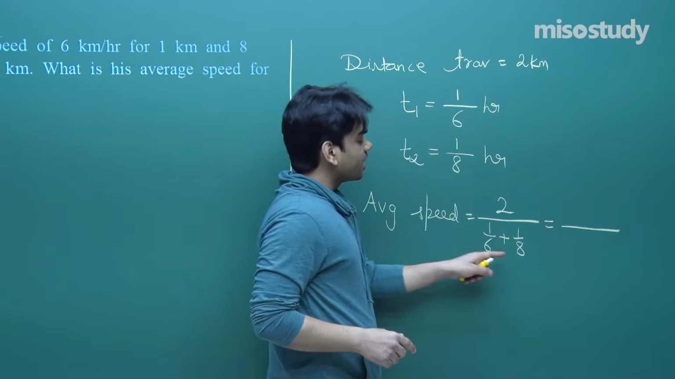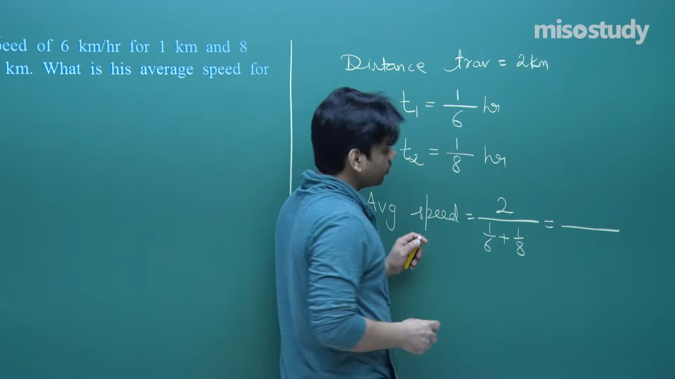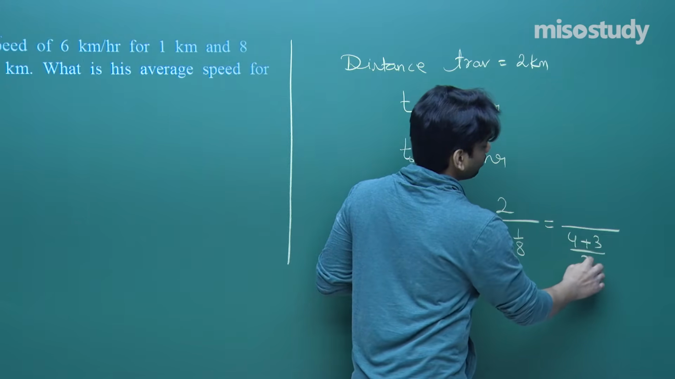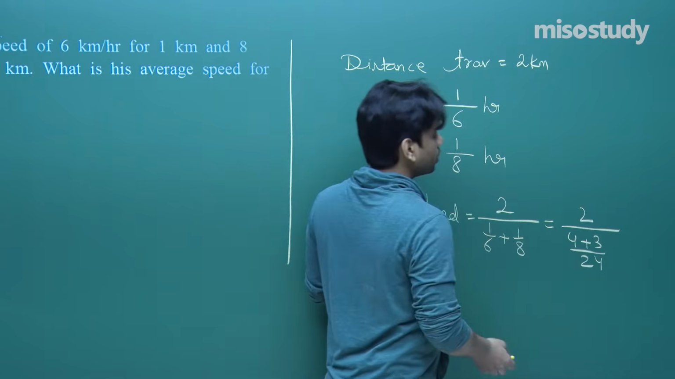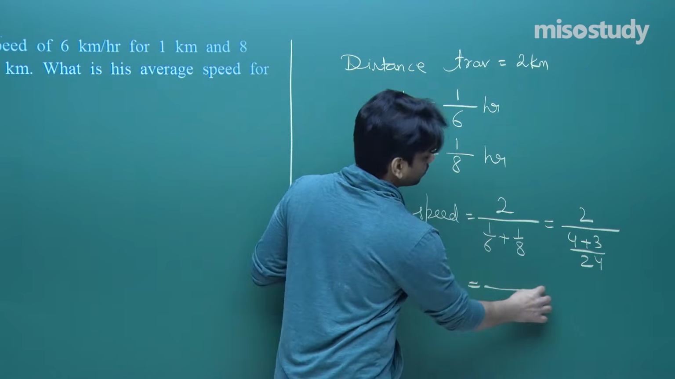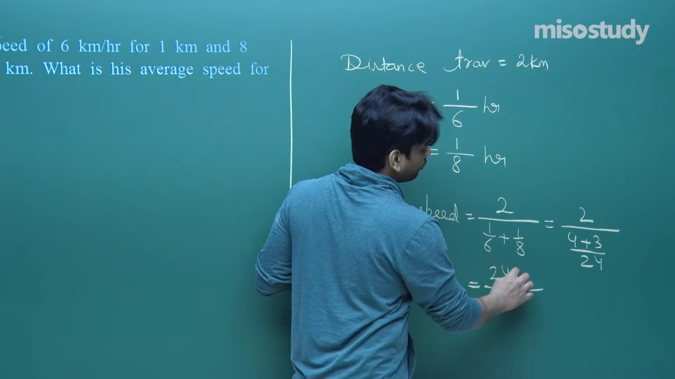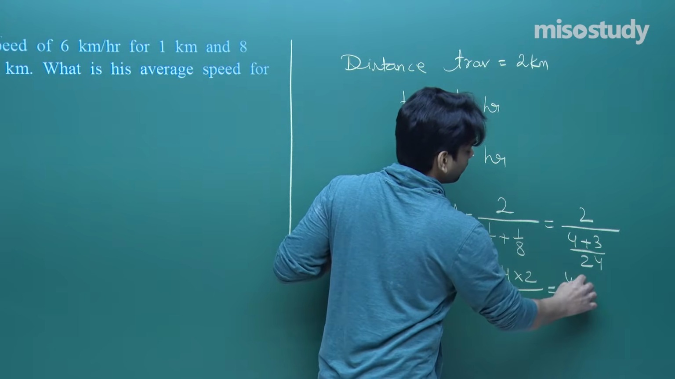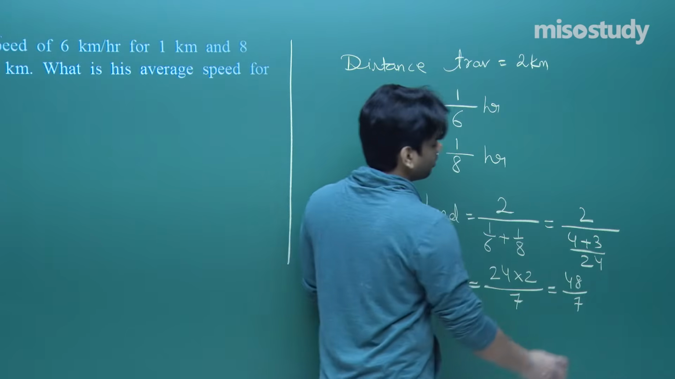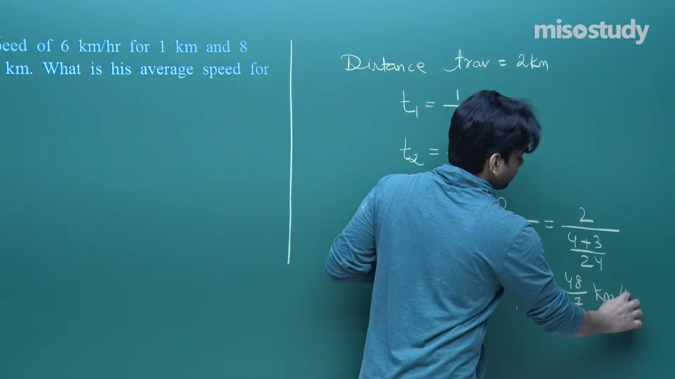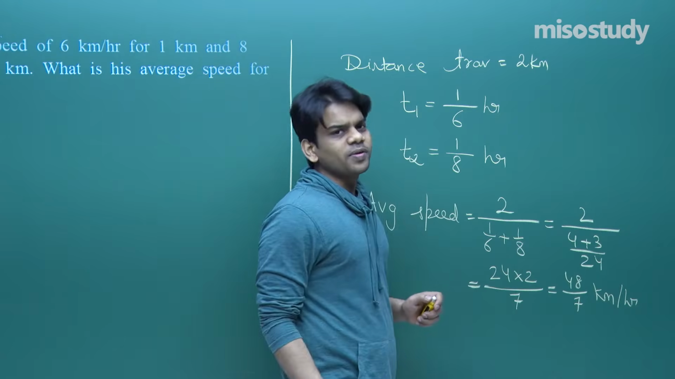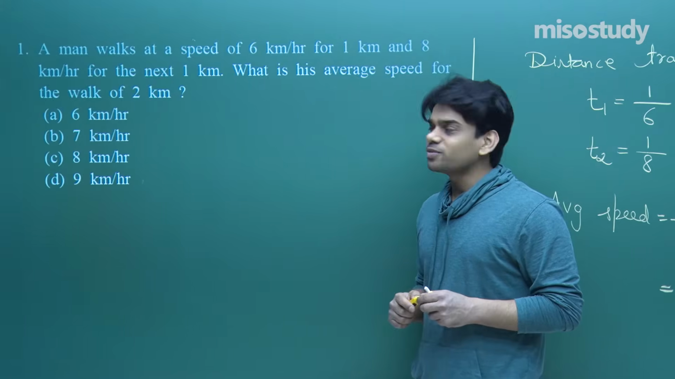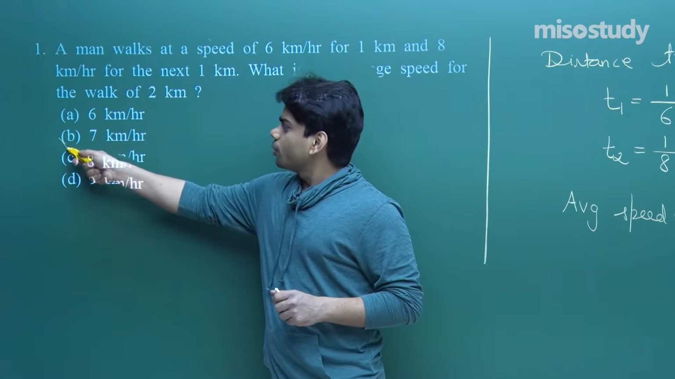If we take the LCM of 8 and 6 as 24, we will get 6 into 4, 4 plus 3, divided by 24, and here we have 2. Let's take that 24 in the numerator. We will have 24 into 2 divided by 7. So this will be 48 by 7 km per hour, approximately equal to 7 km per hour. So from here, check the option which is best matching, that is nearly equal to 7 km per hour.